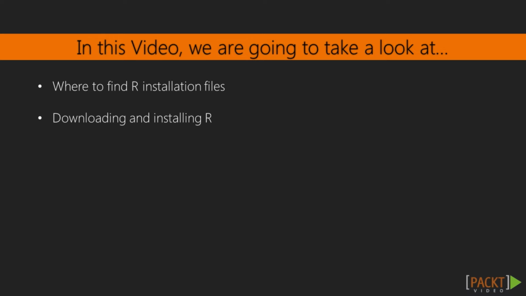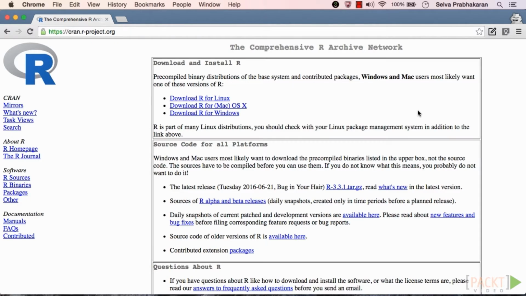In this video, I'm going to show you where to find the R installation files and how to install it based on your specific OS. The basic requirement for you to code in R is to have R installed. R is open source and is available from the CRAN, short for Comprehensive R Archive Network. So let's get started by installing R.